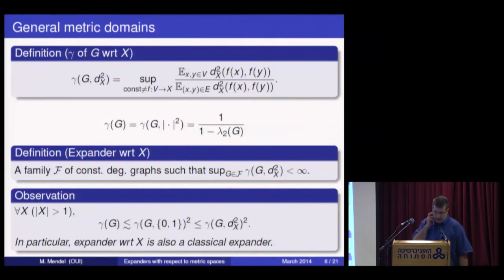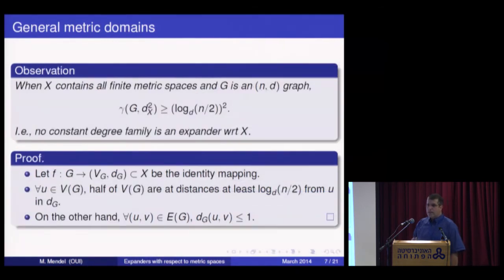The next thing you can ask is, is there an expander with respect to all metric spaces? And the answer is obviously no. We basically already said it in the beginning of the talk. If you look at a metric space that contains all finite metric spaces, and there are such metric spaces, for example L infinity, then in particular it contains the metric of the graph that you want to calculate its gamma.